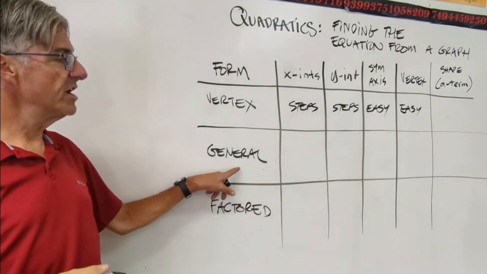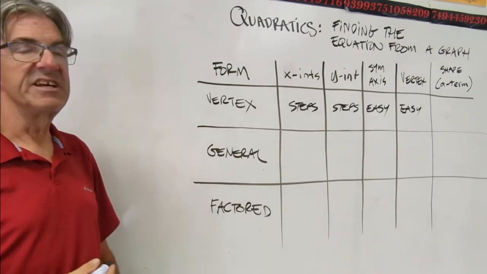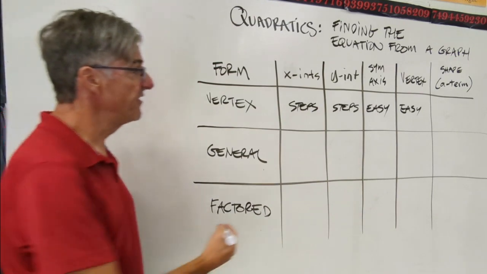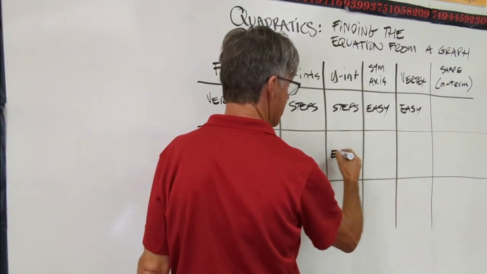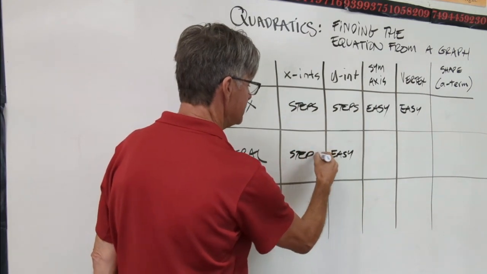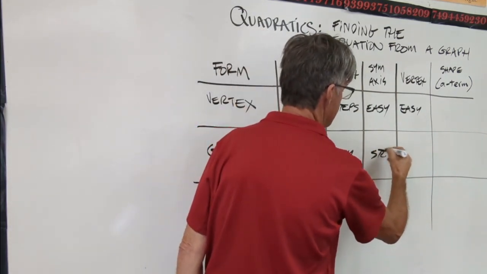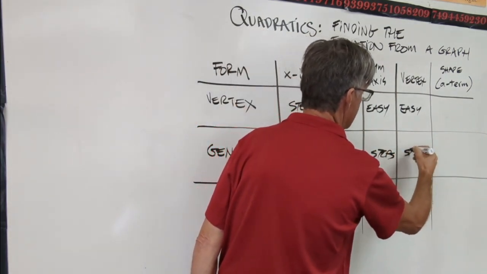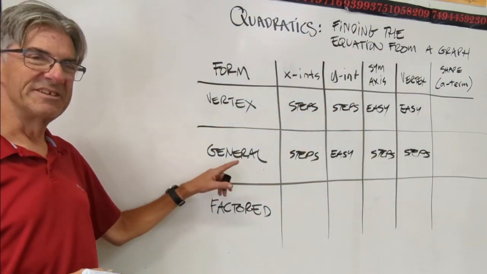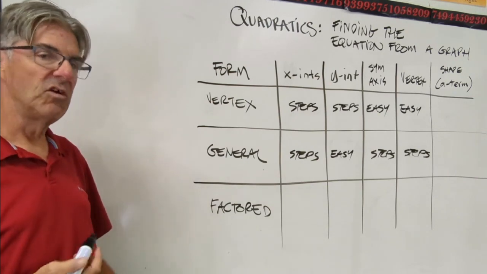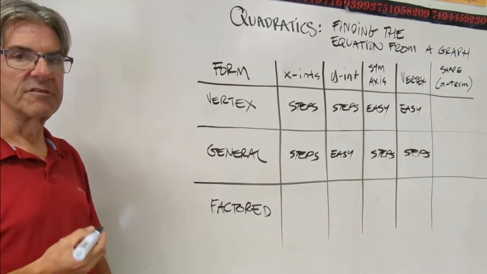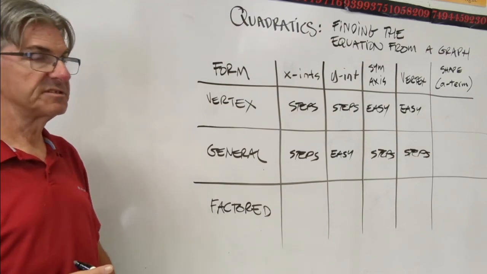Okay, now, general form. What's easy for general form? It's the y-intercept. That's the only thing that's easy. You can just get it right off the form. The rest of the things are going to take steps. So in a way, general form is maybe our least helpful form for a quadratic. Finally, take a look and think about factored form. What's easy and what takes steps?